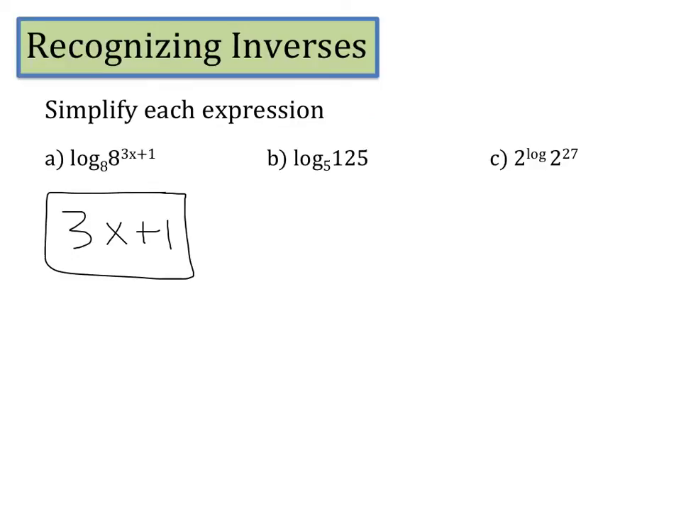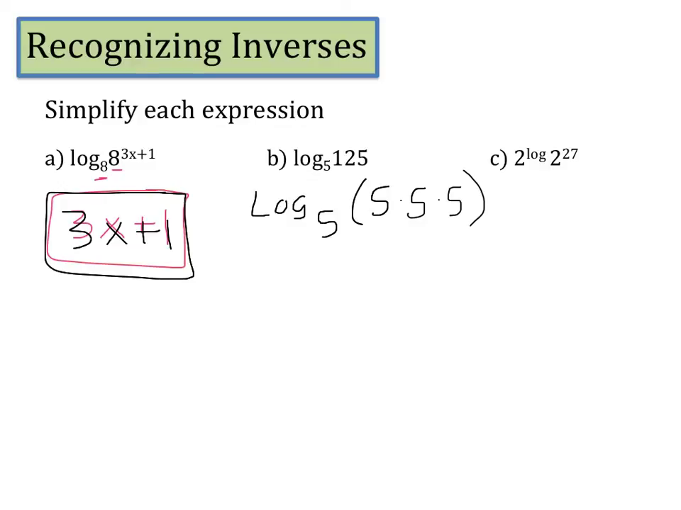On our next example, we have log base 5 of 125. So we're going to have to rewrite that because we want the bases to be similar. So 125 breaks down to be 5 times 5 times 5. Those numbers multiplied together give you 125. So we can rewrite 5 times 5 times 5 as 5 raised to the 3. Now, since these are equal, our answer is just 3.